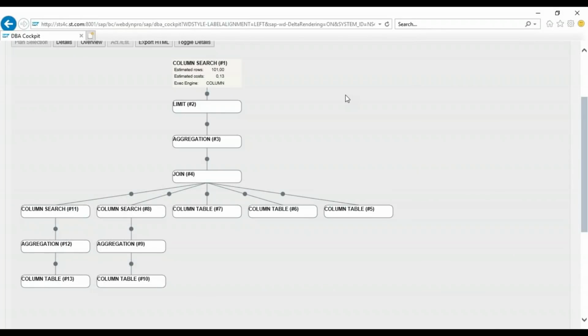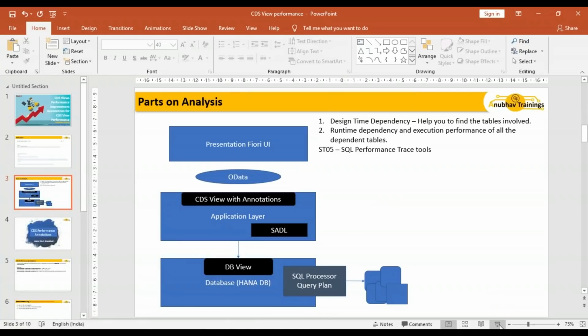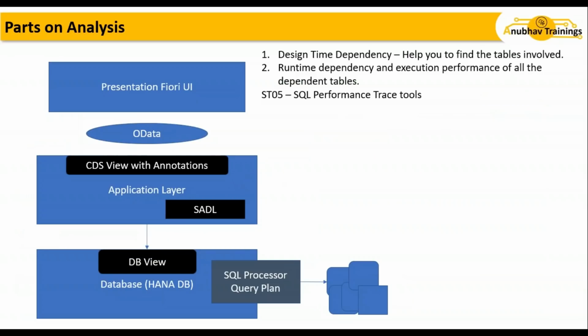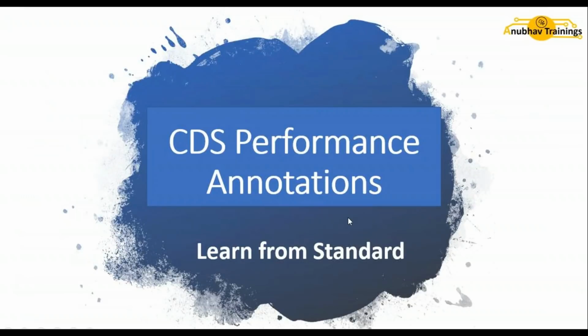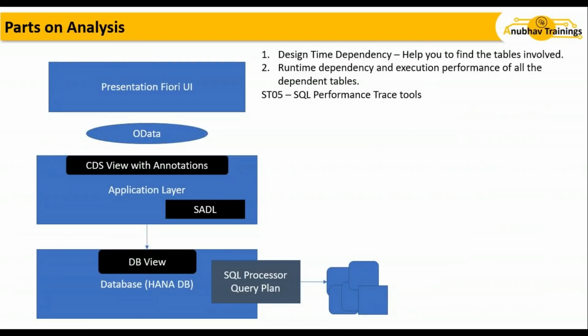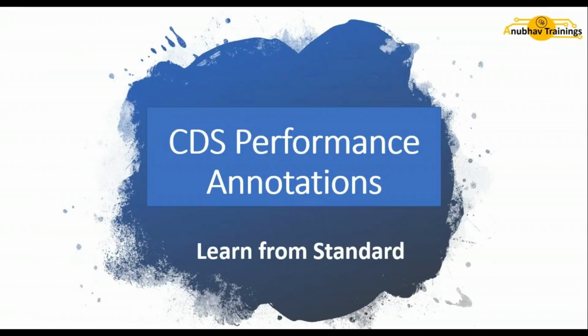So what exactly has SAP given as a guideline to tell the ABAP engine or the HANA engine how to improve the performance? SAP has actually released certain guidelines. The best way to learn these guidelines is to learn from standard. Whenever I'm stuck personally with something, or I'm not able to understand what to do at a certain point of time, I always take reference from standard.